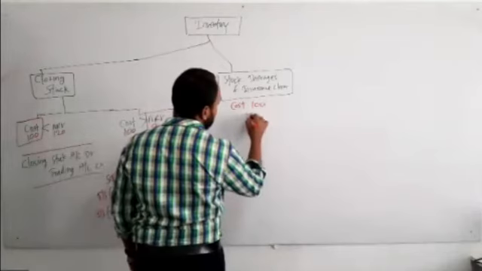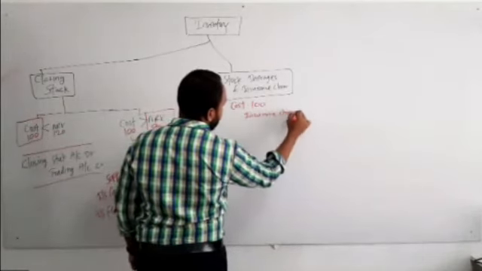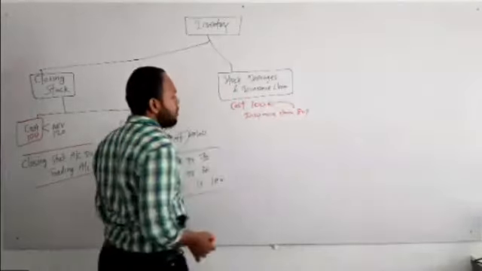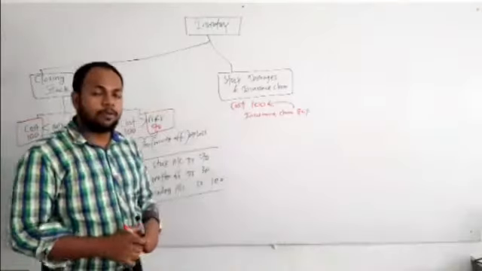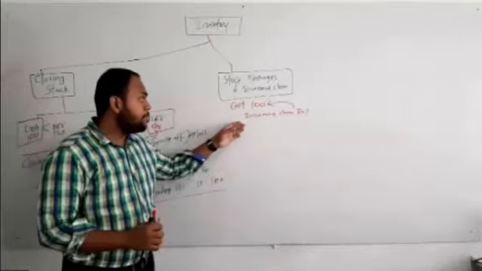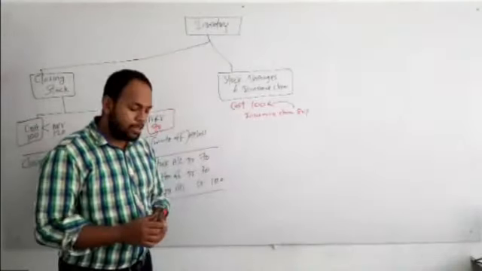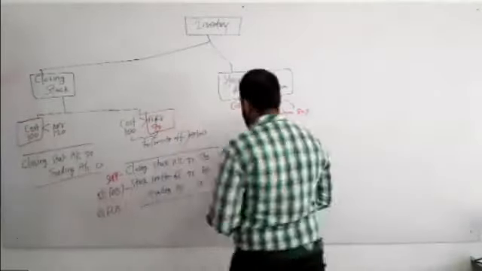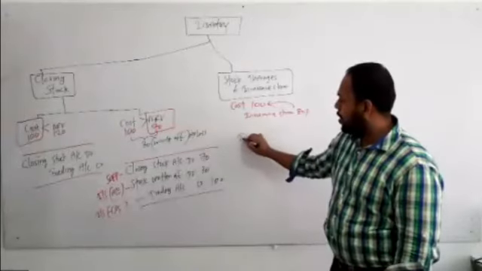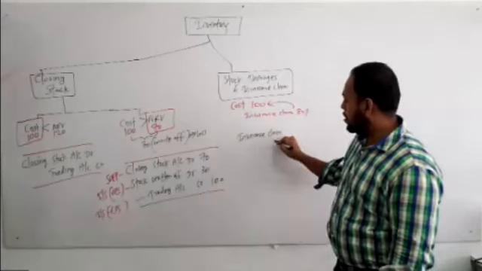Then the insurance company agrees to pay us 80% of the cost. Insurance company agrees to give us 80% of the cost. That means 80,000. Then what is the double entry? Double entry is insurance claim receivable.